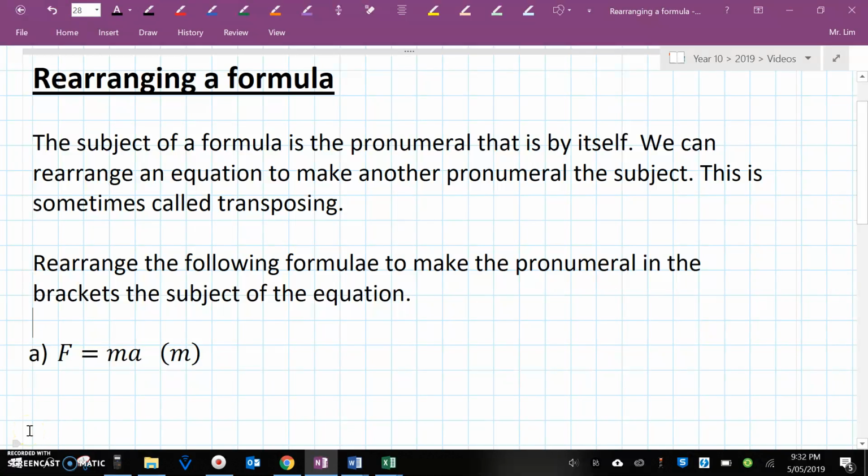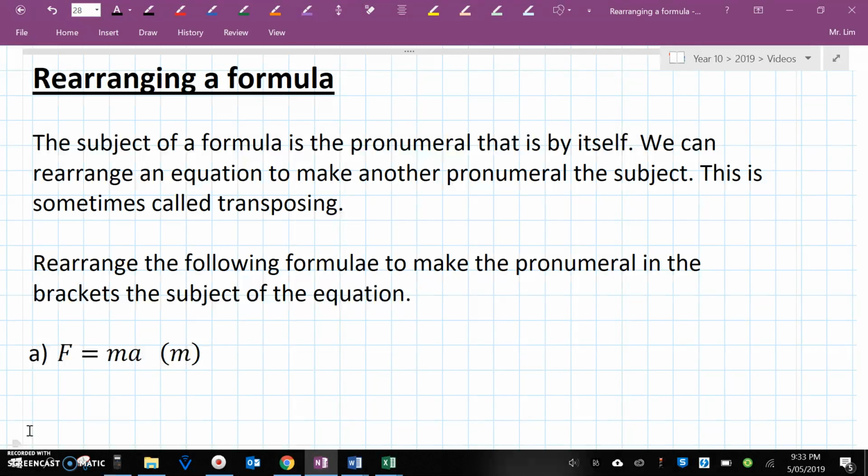Okay, so in this video we're going to be looking at how to rearrange a formula. The subject of a formula is a pronumeral that is by itself. We can rearrange an equation to make another pronumeral the subject. This is sometimes called transposing. So we're going to have a look at a few examples.